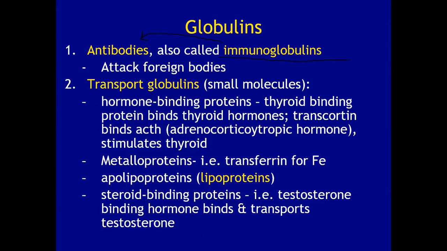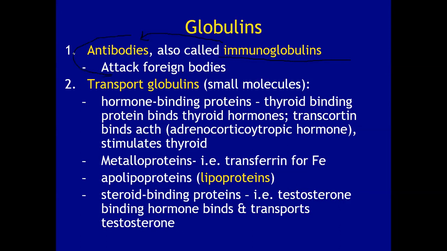Immunoglobulins are antibodies. In fact, a lot of times we'll learn the different forms, and they are the IgA, the IgG. That means immunoglobulin A, immunoglobulin G, that kind of stuff. So we're going to have these antibodies. Their job is to attack foreign bodies.